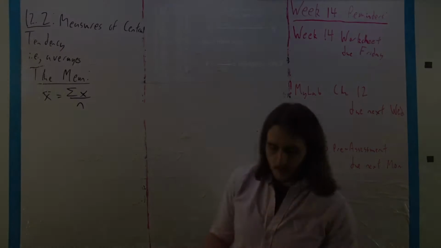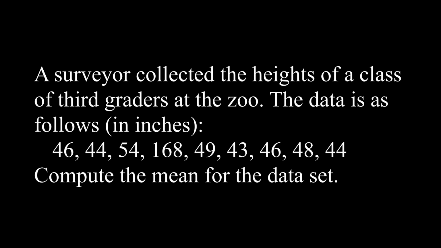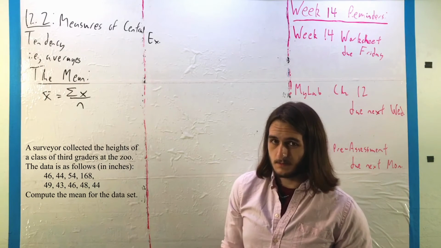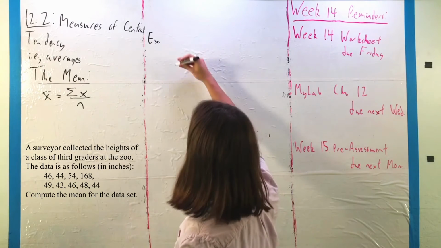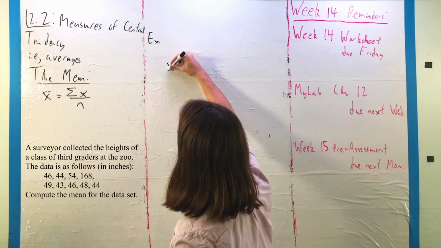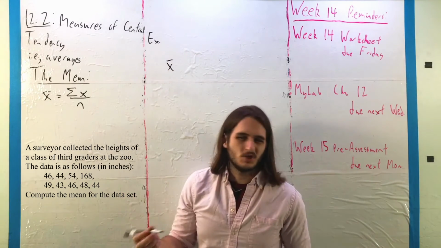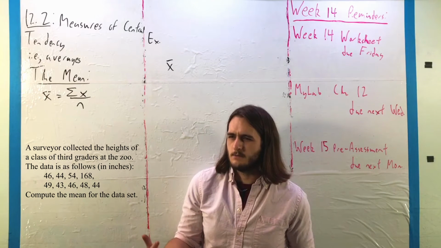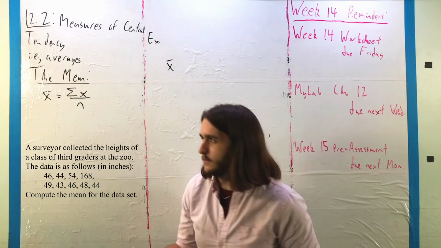as it were. So let's say that a surveyor collected the heights of a class of third graders at the zoo with the data as follows in inches. And what we want to do here is compute the mean for this data set. So, the process is something we've probably done before, just haven't thought of it maybe in these terms, at least not in a while. And I think that these guys should be things you've done in the past at some point, if not in the stats class.